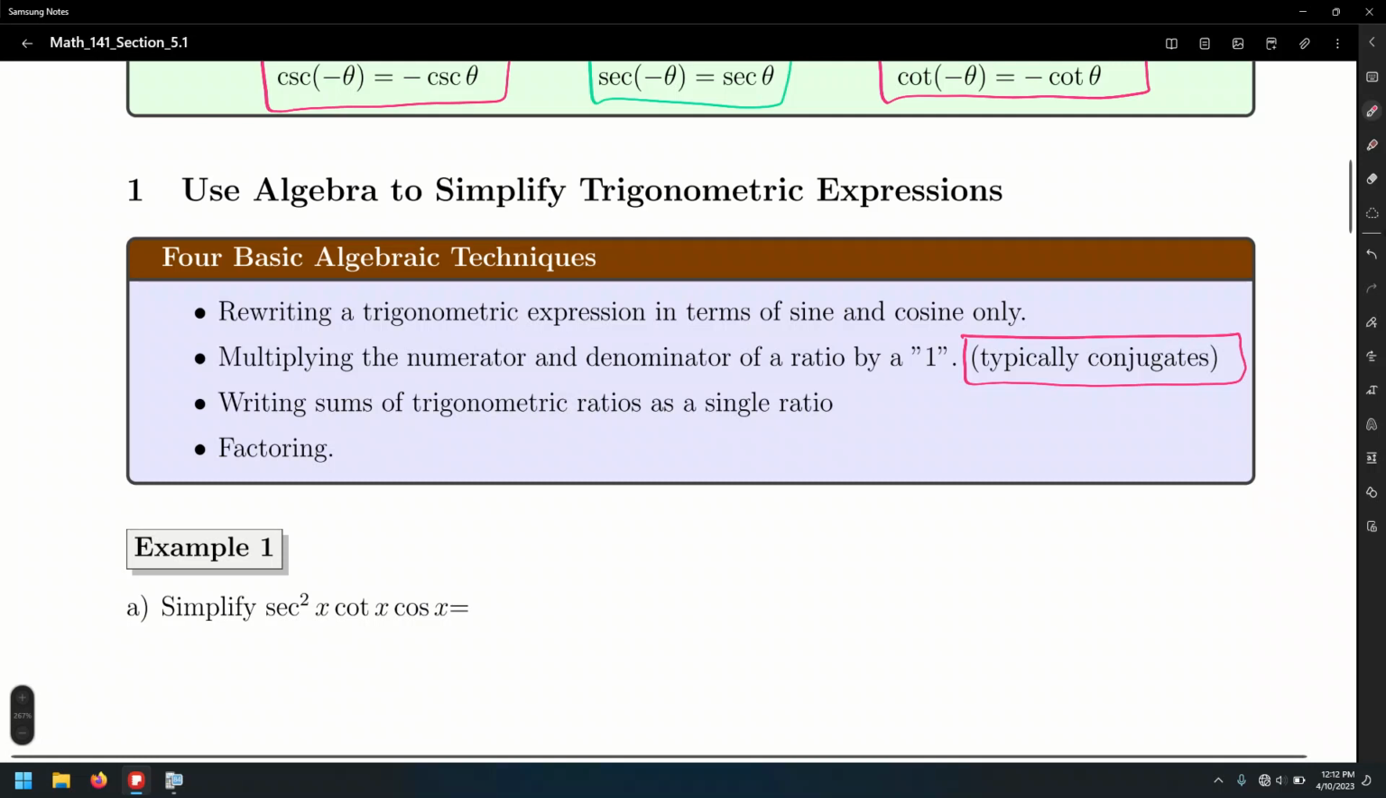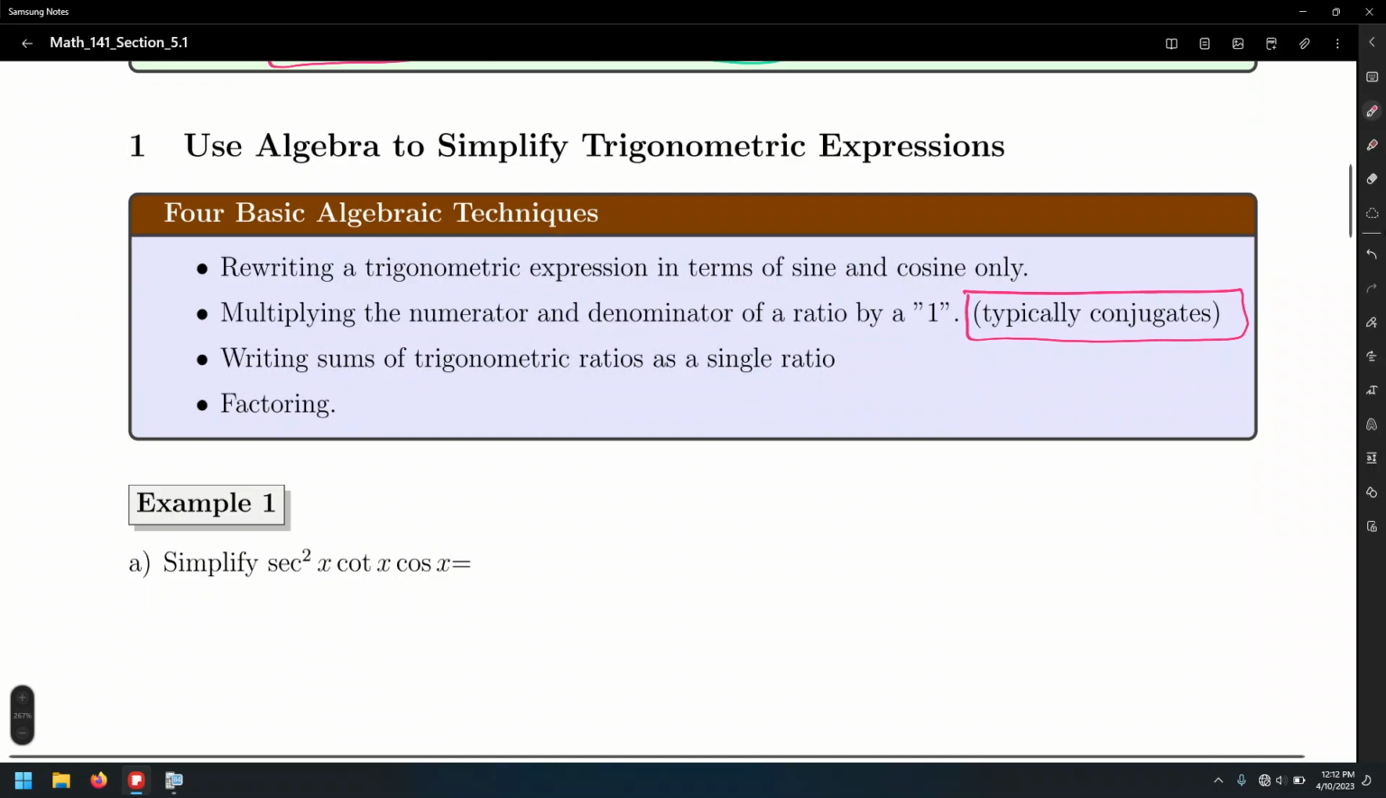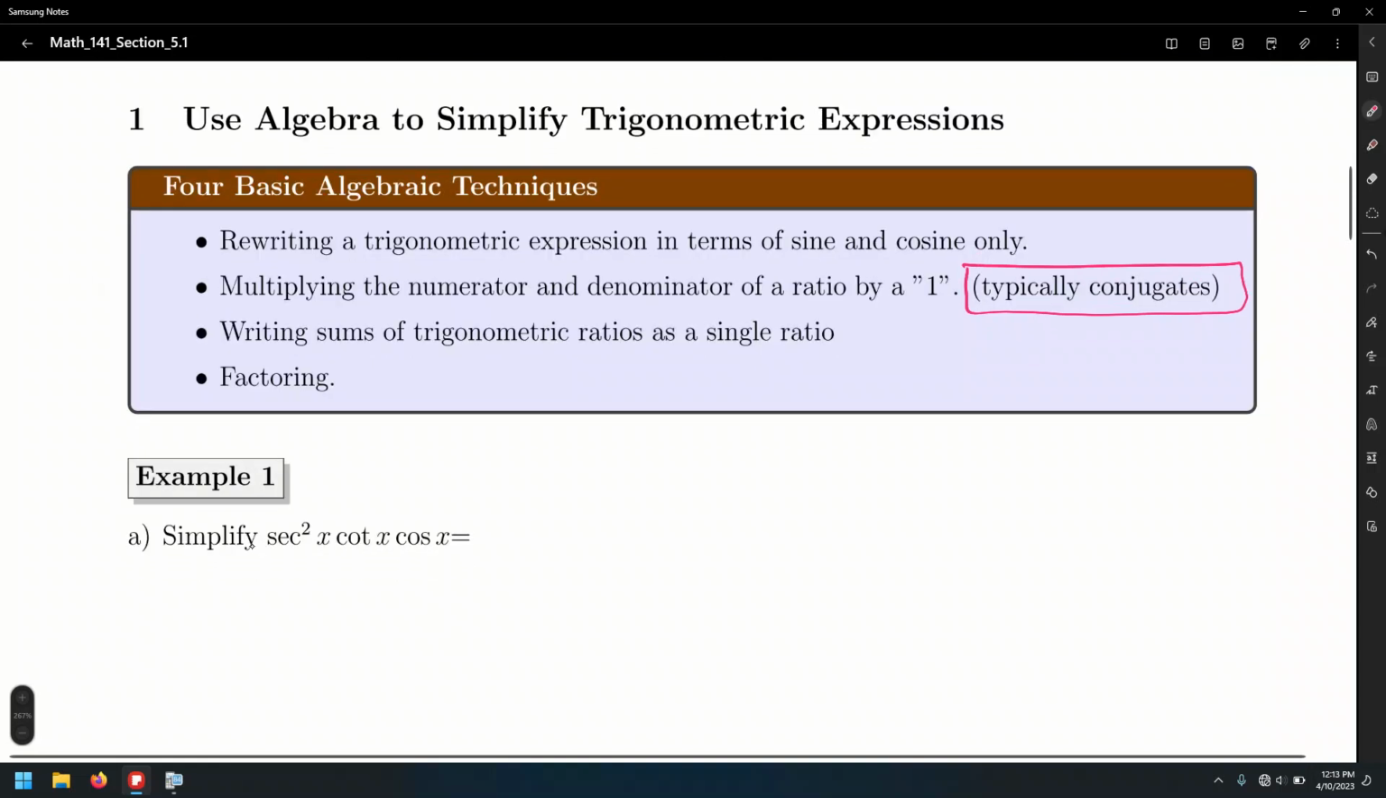And here we need to know pretty much all factoring techniques. The greatest common factor. What else? Factor by grouping. What else? Difference of squares. Sums and differences of perfect cubes. Factoring trinomials. Every technique that you can think of that we can use in order to factor a polynomial is going to be useful here. You'll see how it works. All right, let's get some examples and simplify secant squared times cotangent times cosine.